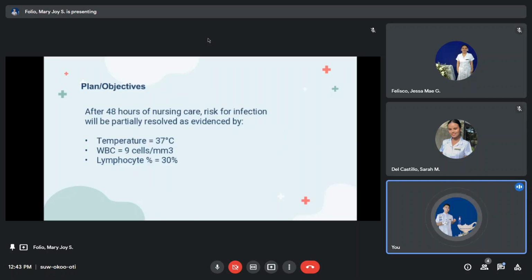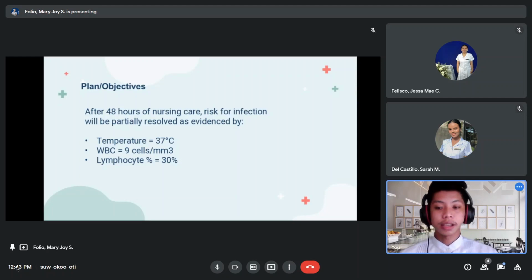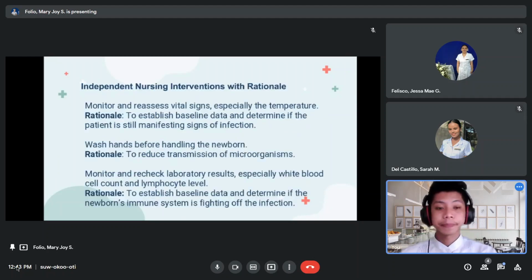Okay, so we have the plan or objectives of our care plan. After 48 hours of nursing care, risk for infection will be partially resolved as evidenced by temperature going down to 37 degrees Celsius. White blood cell count will be back to 9 cells per cubic millimeter, and the lymphocyte percentage will go up to 30%. Okay, so next slide please.